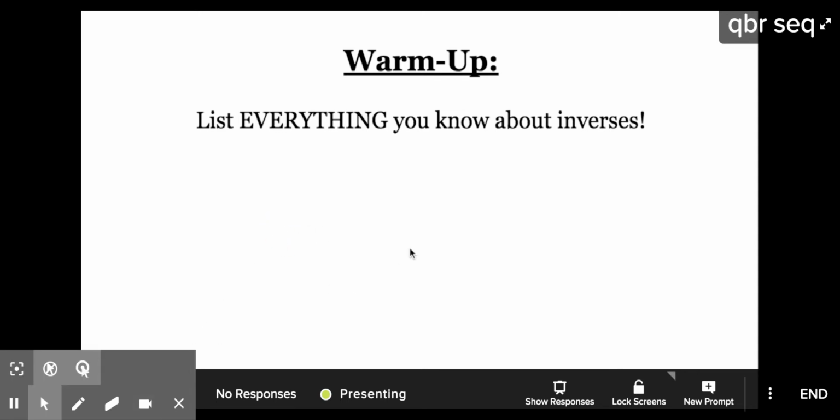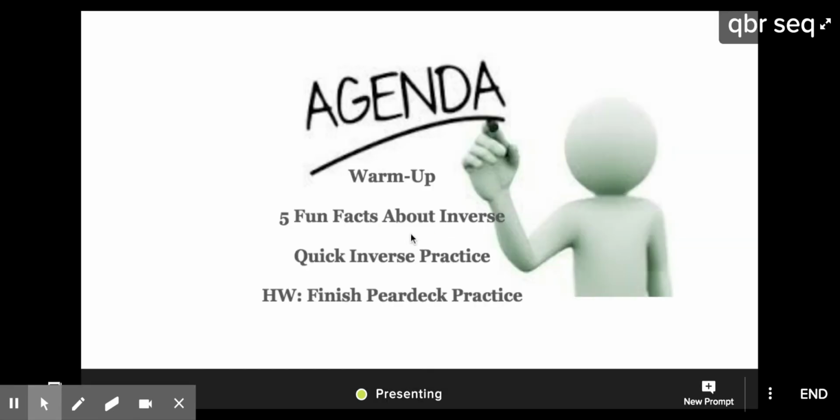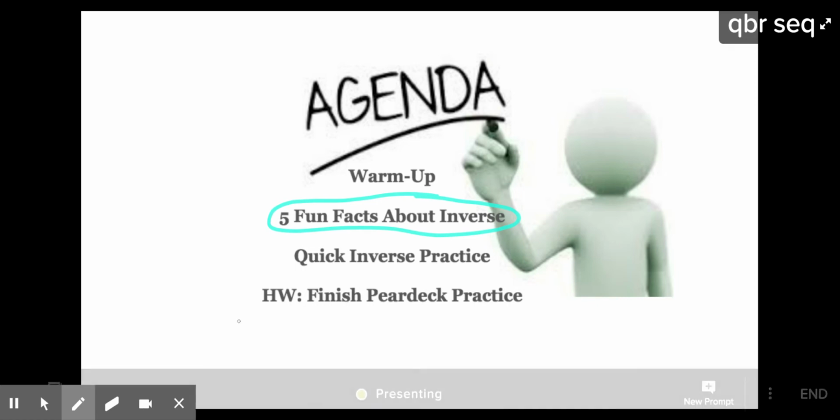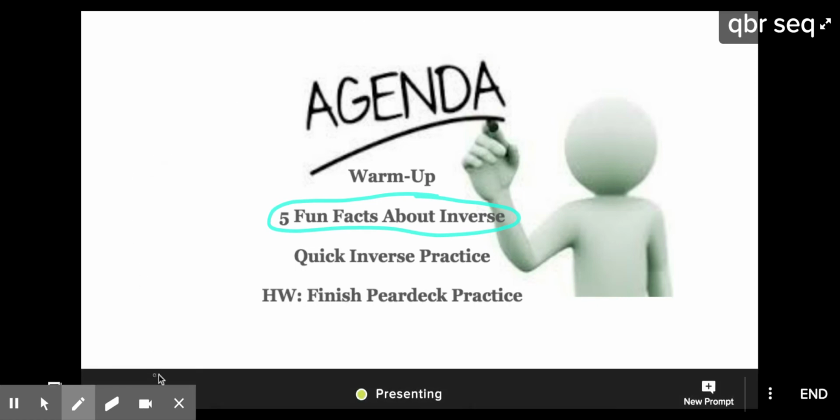So, our agenda. You did the warm-up, I think. We're going to go over what I'm going to refer to as the 5 fun facts of inverses. These are very fun facts. We'll do some practice, and then this really isn't your homework, but what I would encourage you to complete after this is to finish this Pear deck practice. So the things that maybe I'm not going through in the video, maybe you're going to continue to work on and progress through.